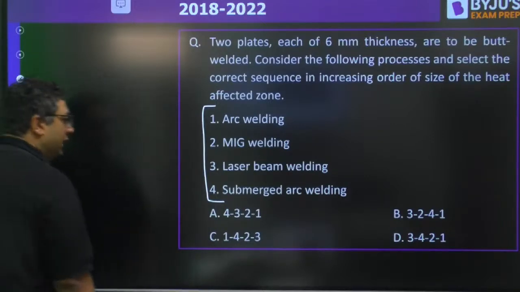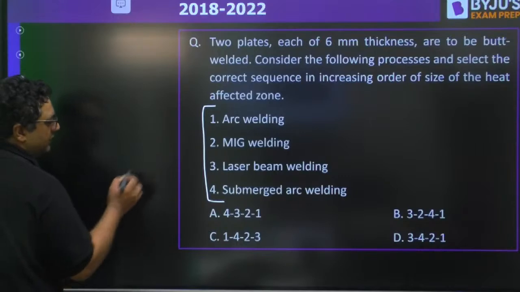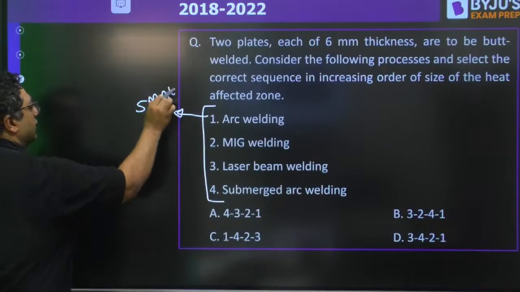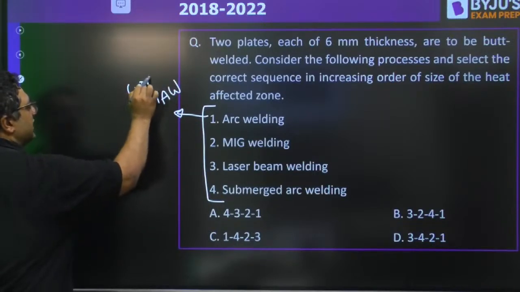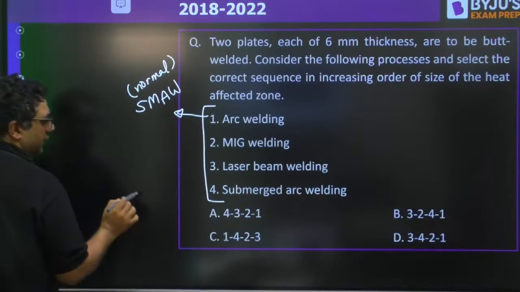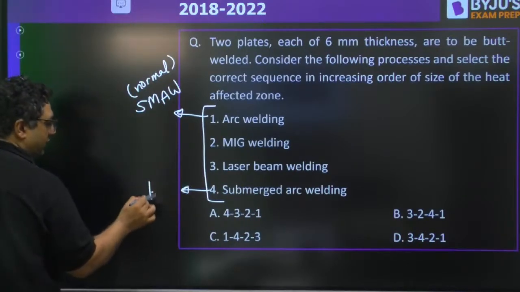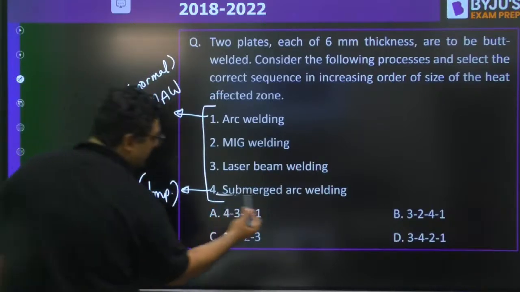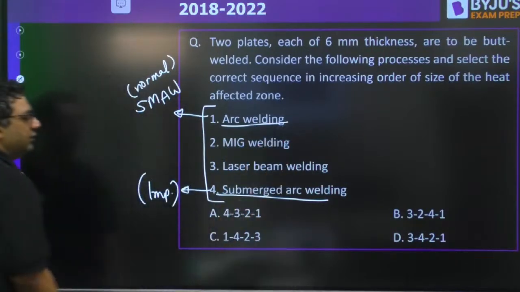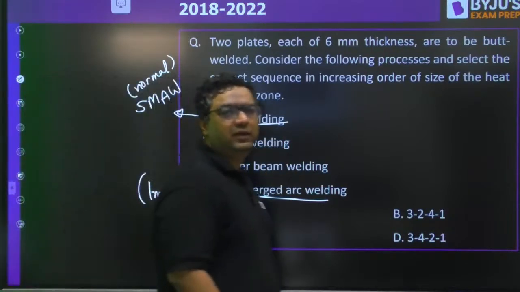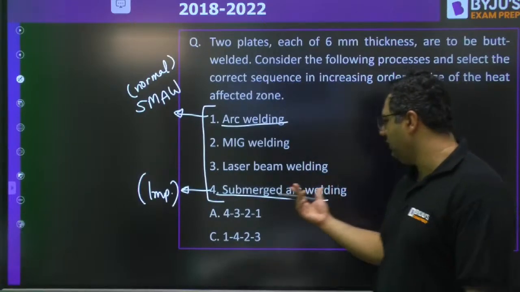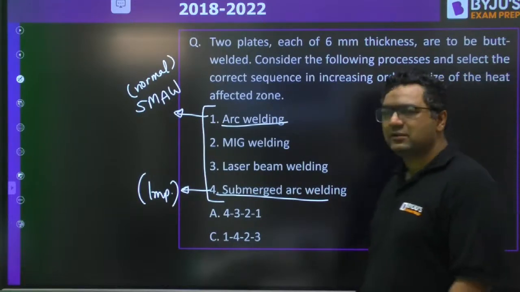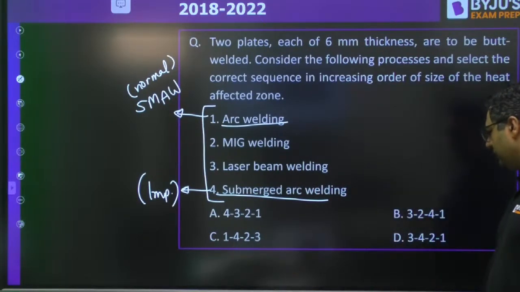I would like to tell you here, this arc welding they are talking about is shielded metal arc welding. This is the very first type of arc welding process. Then submerged arc welding is an improvement. It is a continuous welding process. So it is obvious that submerged arc welding is better than this arc welding. So it means 4 will be having less heat affected zone than 1. Okay, so in increasing order, 1 will come first and 4 will come last.